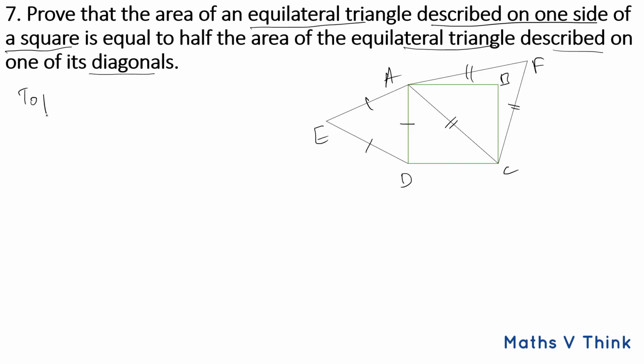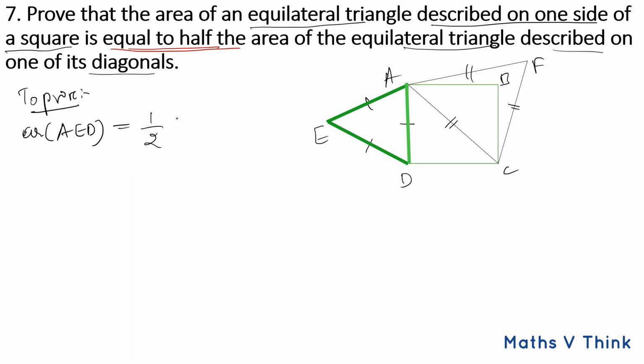So to prove, first we'll write the area of an equilateral triangle on one side, that is one side of a square, that is triangle AED. So area of triangle AED is equal to half the area of the equilateral triangle described on the diagonal. So it is AFC.